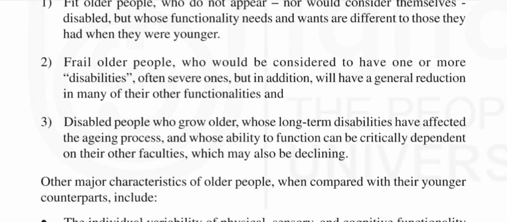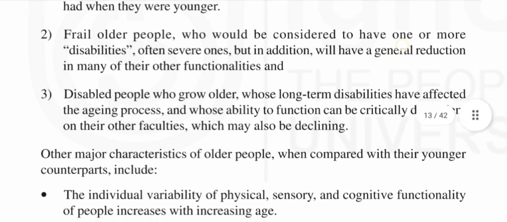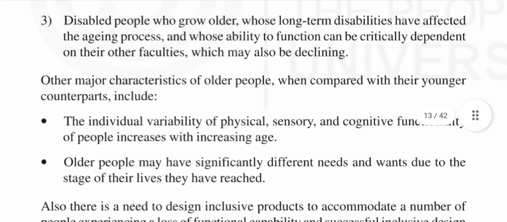Frail older people who would be considered to have one or more disabilities, often severe ones, but in addition will have a general reduction in many of their other functionalities. And third, disabled people who grow older, whose long-term disabilities have affected their aging processes and whose ability to function can be critically dependent on their other faculties which may also be declining.